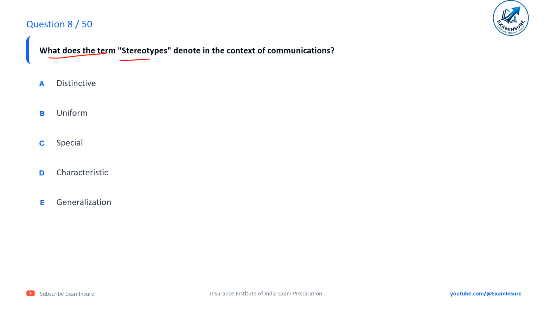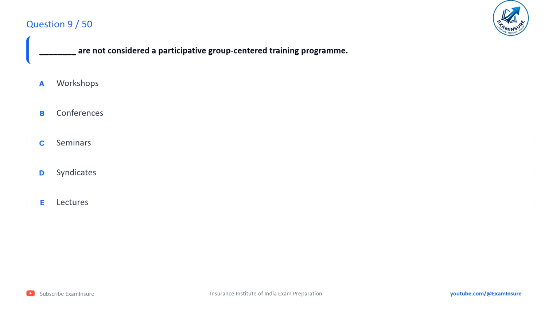What does the term stereotype denote in the context of communication? Distinctive, uniform, a special characteristic or generalization. So the correct answer is generalization.